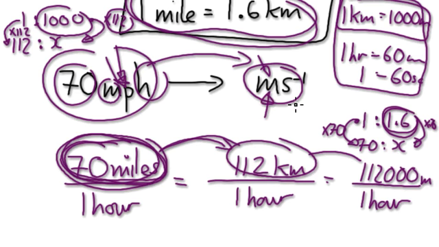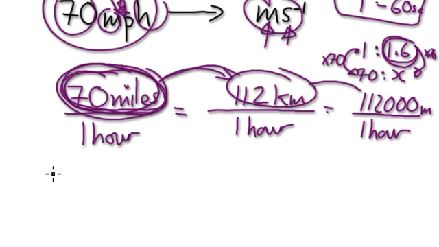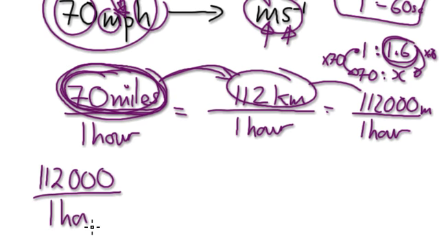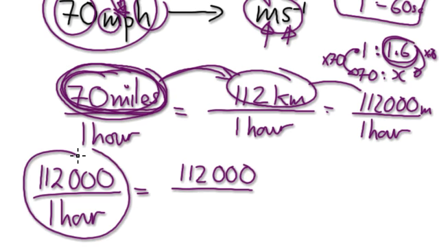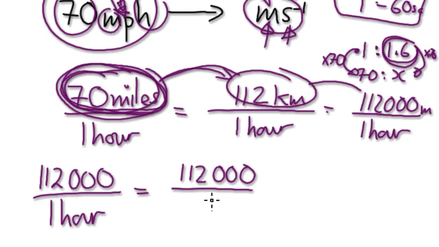So our aim is to get it in meters per second. Now we've got meters, but the bottom part is still in hours. So let me just rewrite this here: 112,000, and now we've got 1 hour. Let's rewrite this hour as minutes. So there are 60 minutes in 1 hour. Again, we are just writing the same thing, but in a different form. So rather than say 1 hour, we're going to say 60 minutes. So this is in meters, and this is in minutes.